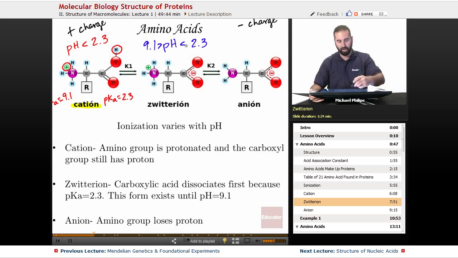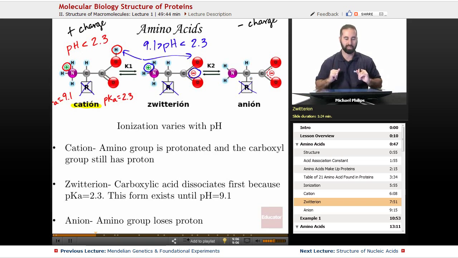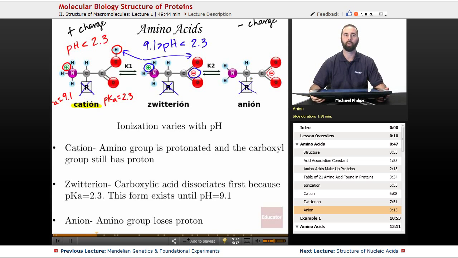And what that means is that the carboxylic acid, if we see over here, it no longer has its H over here. So now it has a partial negative charge. All right, so we have a molecule right here that has a negative charge and a positive charge. And once again, this is when we're not talking about the R group at all playing a part into it. Okay, that is going to be completely separate. Now this is what we call a Zwitterion, and a Zwitterion is a molecule that has both a positive and a negative charge on it. Now this is going to exist until we have a pH above 9.1.